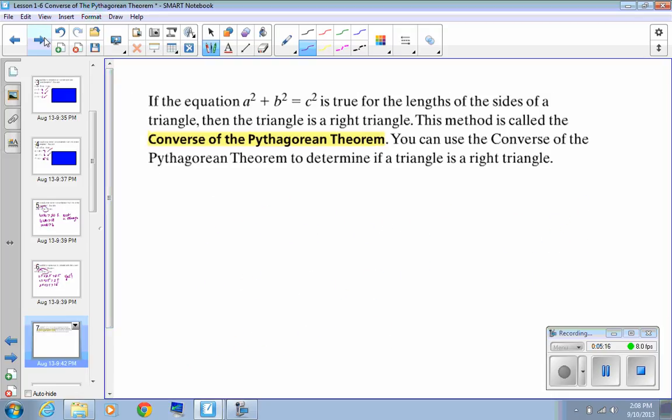So now we're going to look at the converse. We know that a squared plus b squared equals c squared, and that's true for a right triangle. You can use the converse of the Pythagorean theorem to determine if a triangle is a right triangle. So when this is true, you know it's a right triangle.